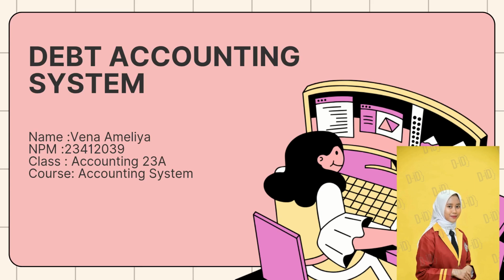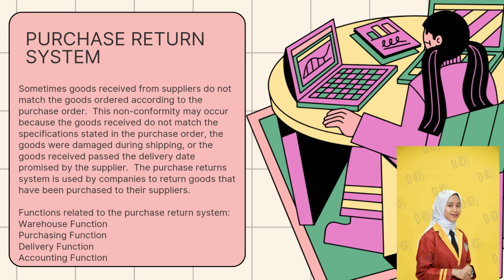My name is Vena Ameliya, NPM 234120039, Accounting Class 23A, Accounting Systems course. Okay, here I will explain about the debt accounting system. Let's discuss the purchase return system.